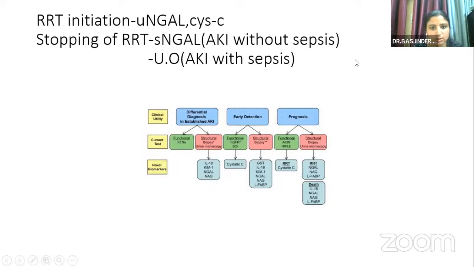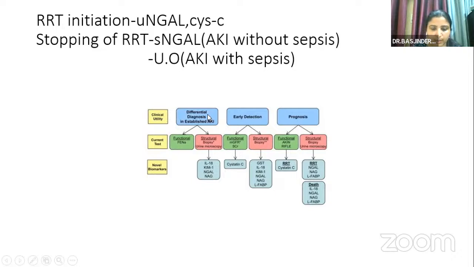In RRT, these biomarkers can also help in initiation and stopping of renal replacement therapy. For RRT initiation, urinary NGAL is helpful, and for stopping of RRT, serum NGAL if there is AKI without sepsis, urine output if there is AKI with sepsis.